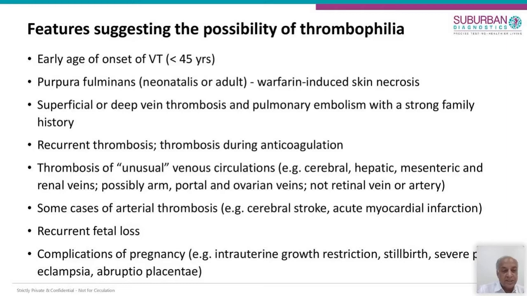Superficial or deep vein thrombosis and pulmonary embolism with a strong family history. Recurrent thrombosis during anticoagulation, which are very strong indicators of predisposition to venous thrombosis. Thrombosis of unusual venous circulation, say for example cerebral, hepatic, mesenteric, and renal veins, which normally we do not see as the sites of thrombosis, but in thrombophilia, these are the areas which get thrombosed preferentially. So when you see that, you suspect that the patient could have thrombophilia. Then other sites like arm, portal, and ovarian veins.